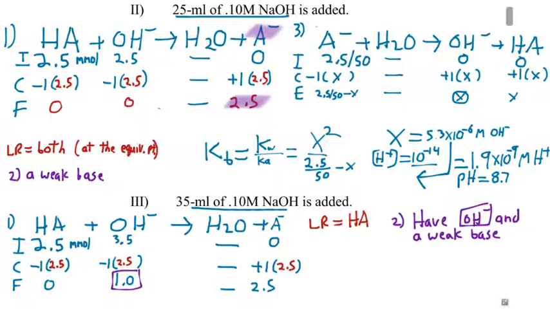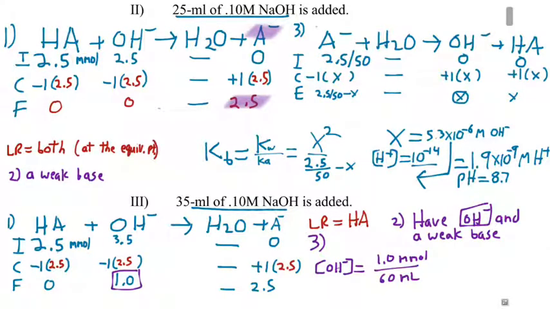When you have strong base with weak acid or vice versa, or in this case strong base, weak base, it's the strong one that's important. So I then can find my concentration of hydroxide by dividing by the total volume that it's in. That's 1 millimole divided by the total volume, which is my 25 plus my 35 milliliters.